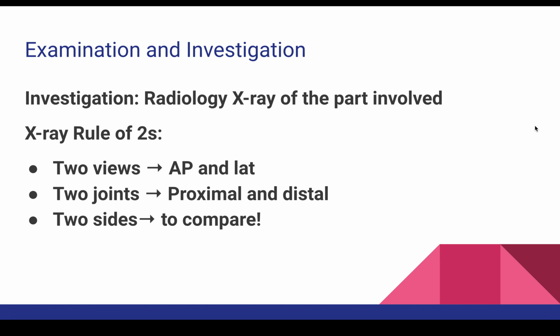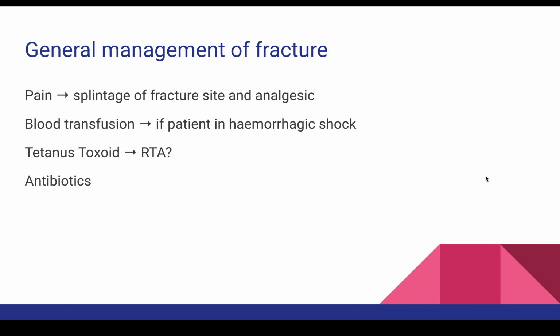When you examine, you want to do an investigation called radiology. You want to do x-rays. You want to do the rule of twos. Two views, AP and lateral, two joints, proximal and distal, and two sides. So if you damage the tibia on one side, you want to check the other tibia as well to compare. Always compare, because people can have deformities that they're born with. But remember, rule of twos for x-rays: two views, two joints. You want to check the proximal and the distal joint at all times, and two sides.